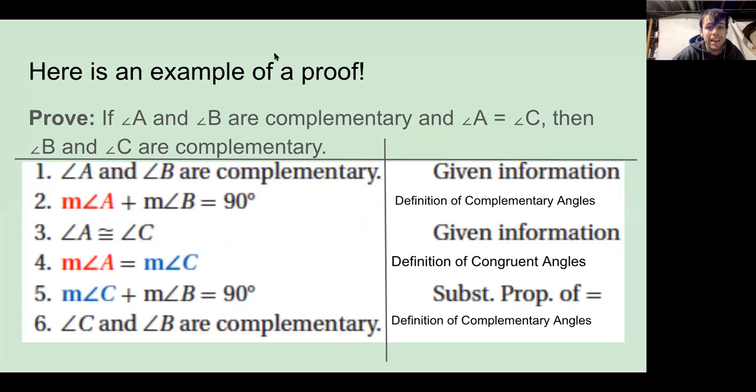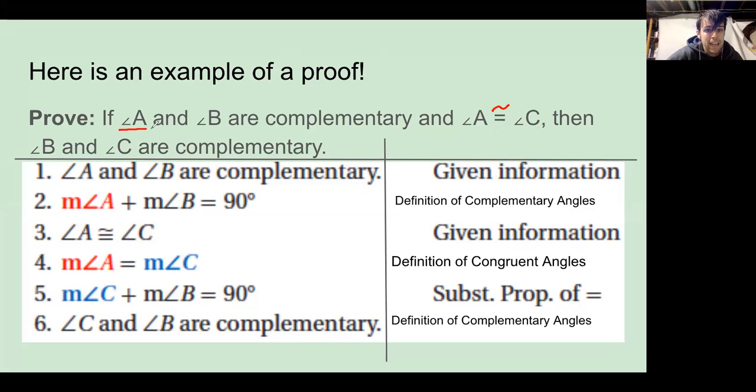So let's look at an example here of a proof. This one's somewhat complicated, but better to not start off with something too easy. So here we have a conditional statement. If angle A and angle B are complementary and angle A is congruent to angle C, that's what that's supposed to be, then angle B and angle C are complementary.